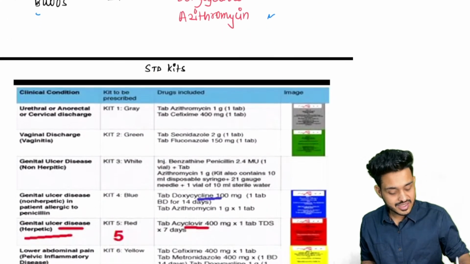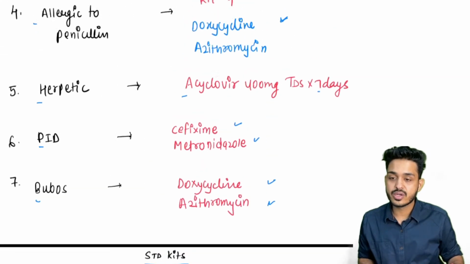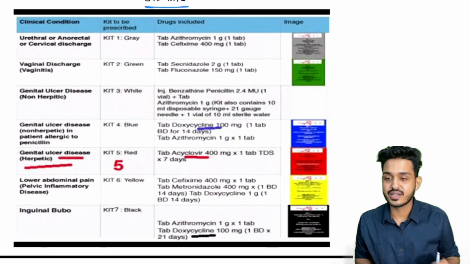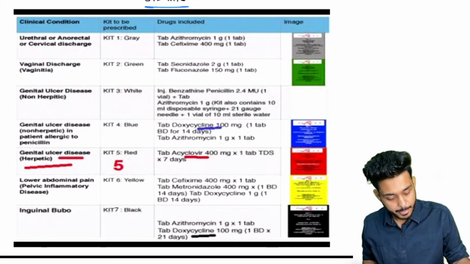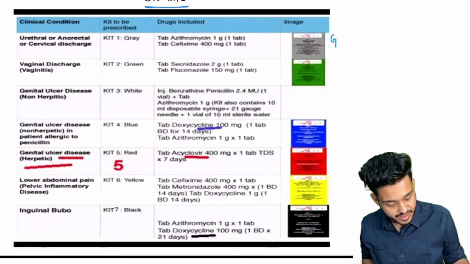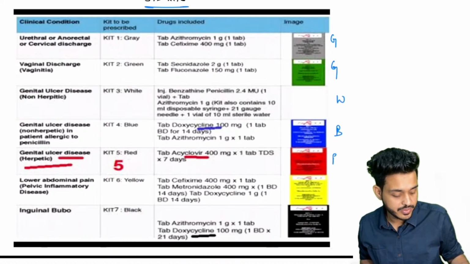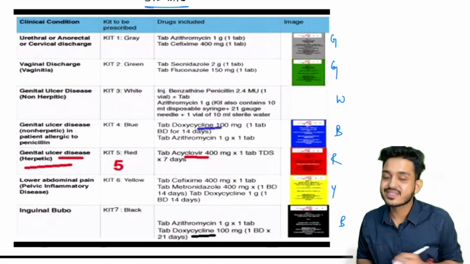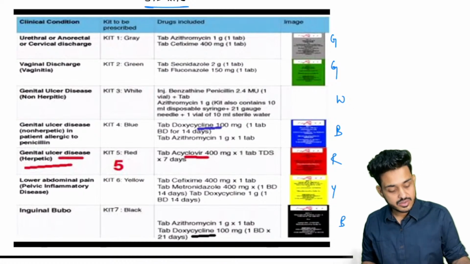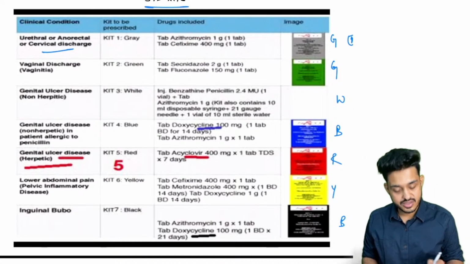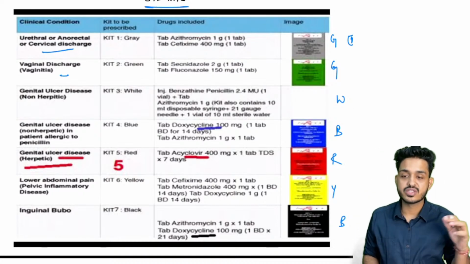Okay, so these are the basic STD kits that I have decoded for you. This is what is written over here. So this one is your gray color, this one is your green color, this one is your white, this one is blue, red, yellow, and black. This is the sequence that you should be remembering. So kit number one is for the cervical or urethral discharge. Kit number 2 we have seen for the vaginal discharge.